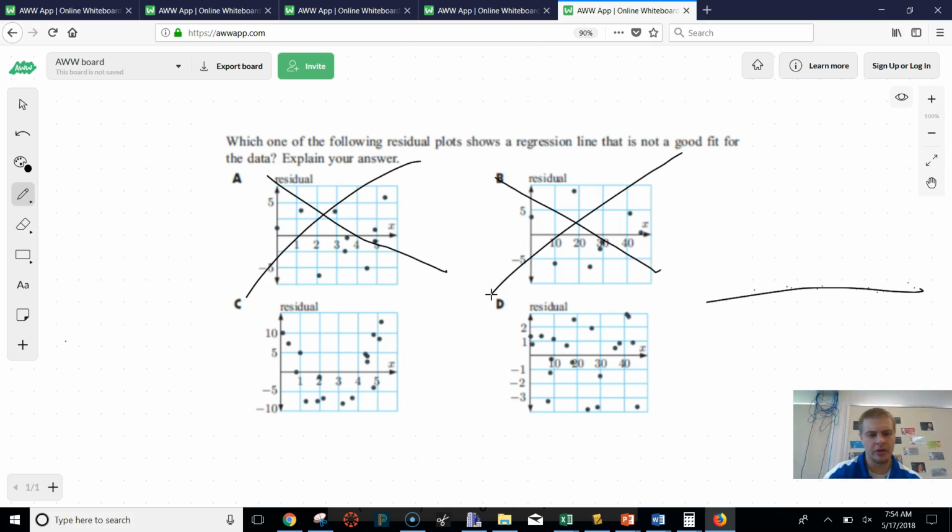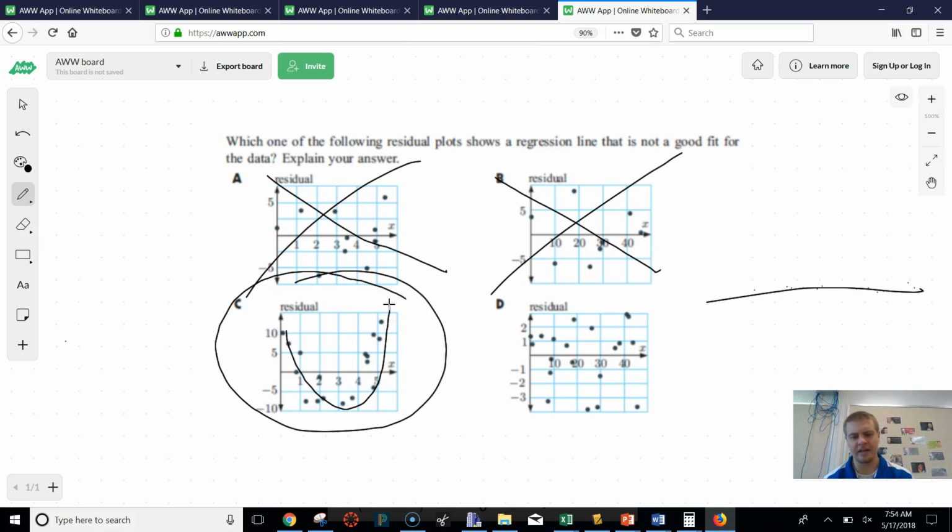So this is a narrow random band, we're good. Narrow random band, we're good. Oh, that has a U-shaped pattern. This is not the correct answer. Let's try the next one.